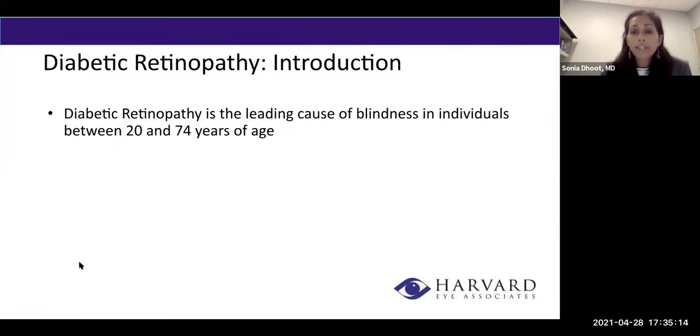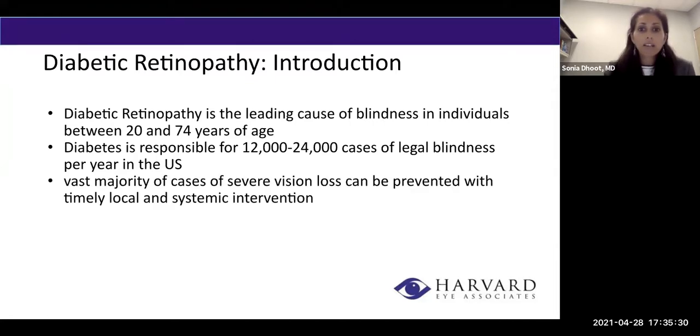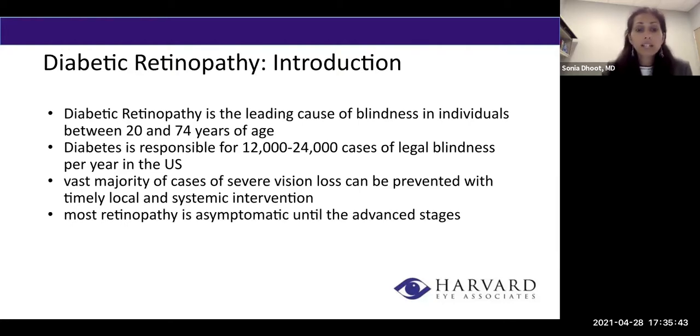So diabetic retinopathy is the leading cause of blindness in individuals between the ages of 20 and 74 years of age. It's responsible for about 12 to 24,000 cases of legal blindness every year in the US. And the really important thing is that almost all cases of severe vision loss can be prevented if we catch it early and are able to treat it. And the scary thing about diabetic retinopathy is until it's in the really, really severe stages, most people don't even know they have any disease.